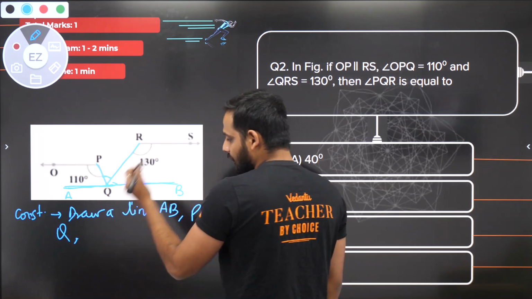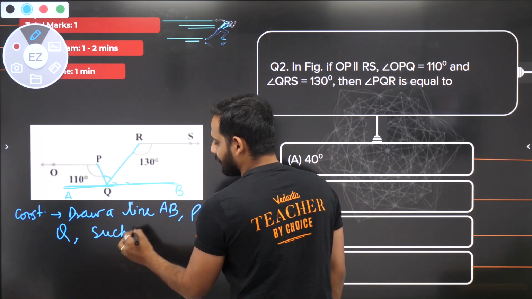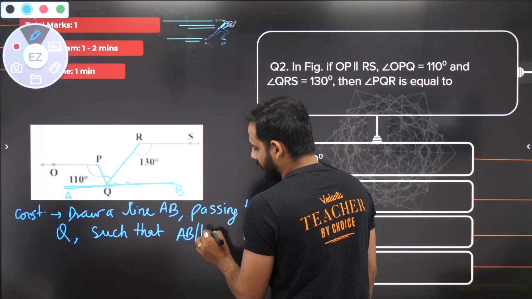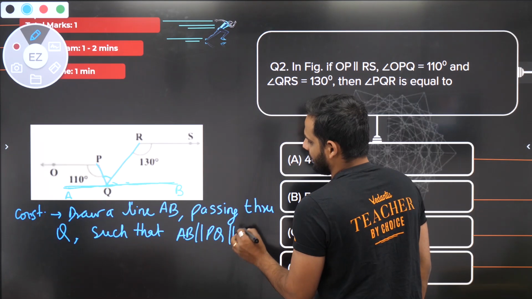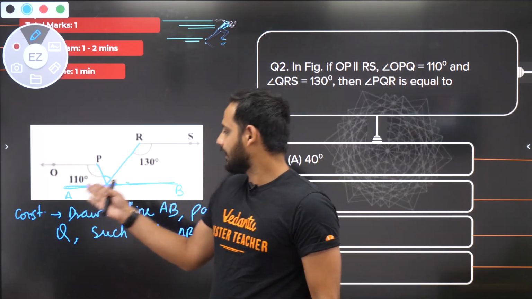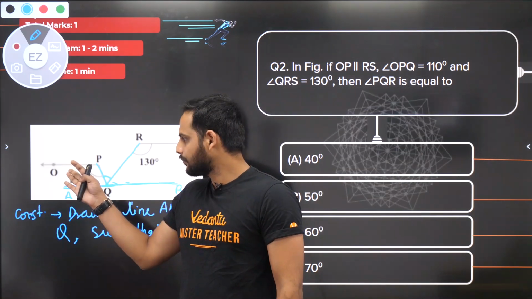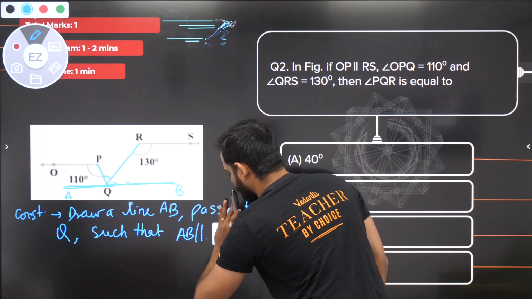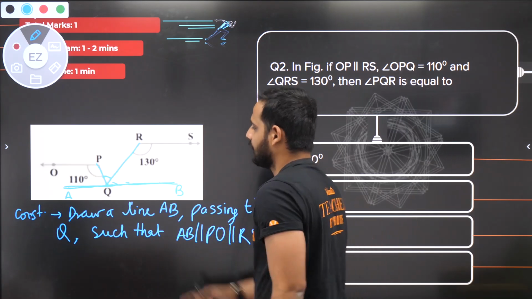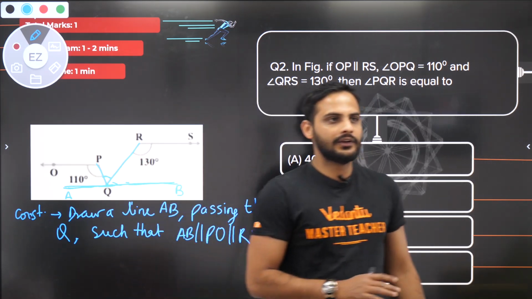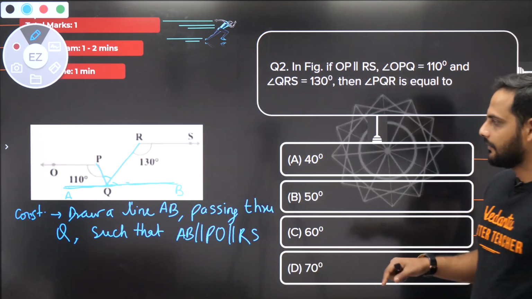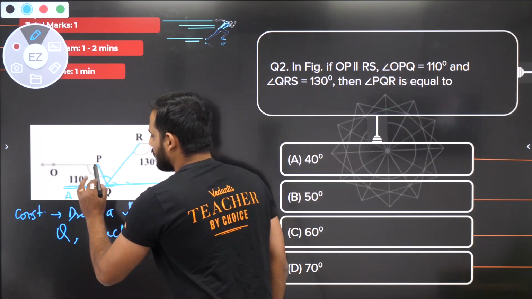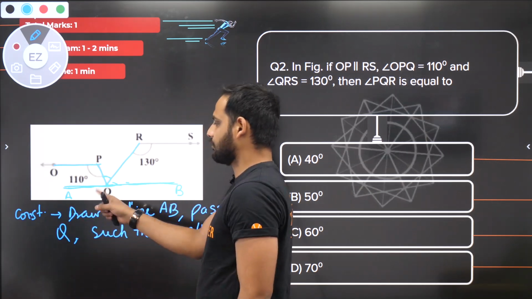Such that AB is parallel to PO, which is parallel to RS. I have drawn AB in such a way that AB is parallel to PO, and PO is parallel to RS. Now this is the construction we have done. If this construction is there, I can say these two are parallel lines, OP and AQ.